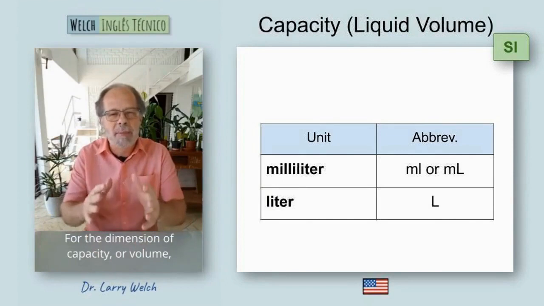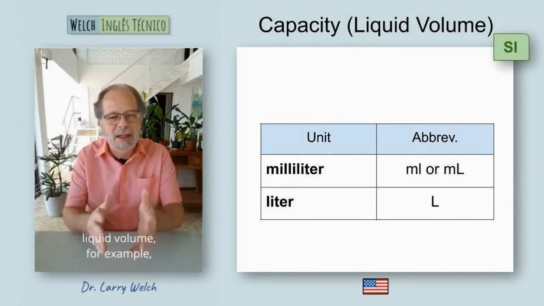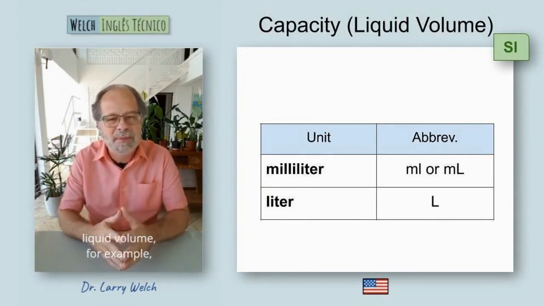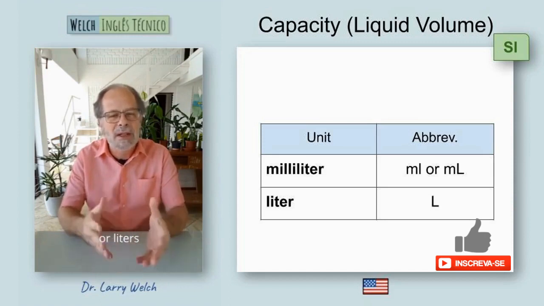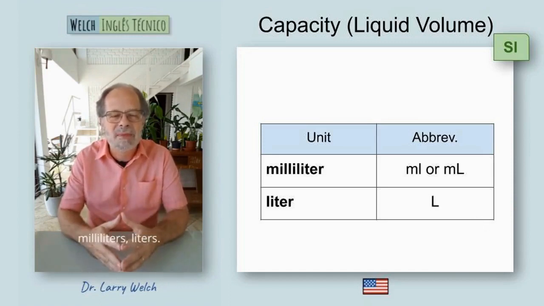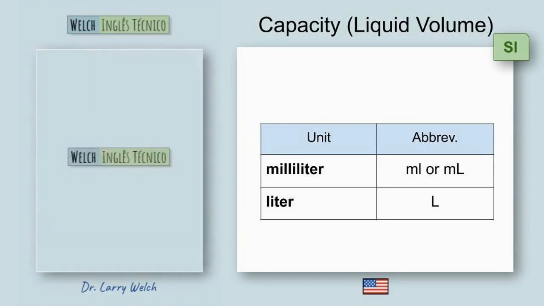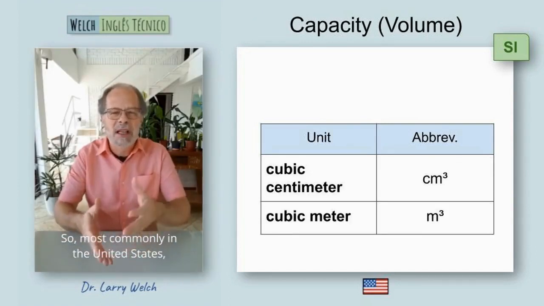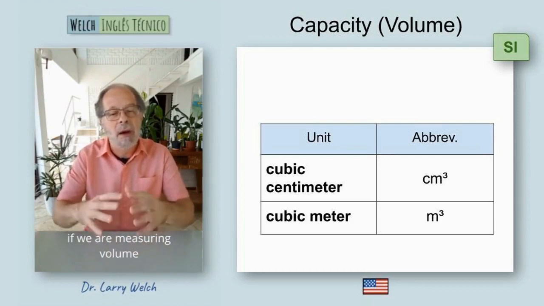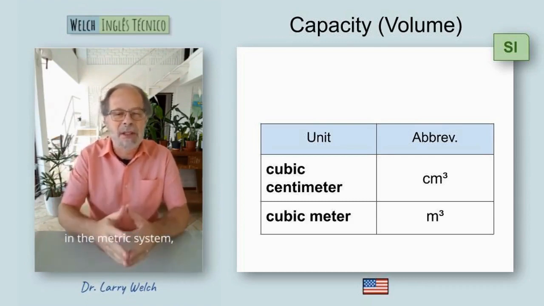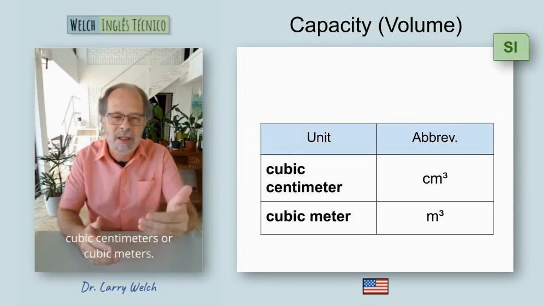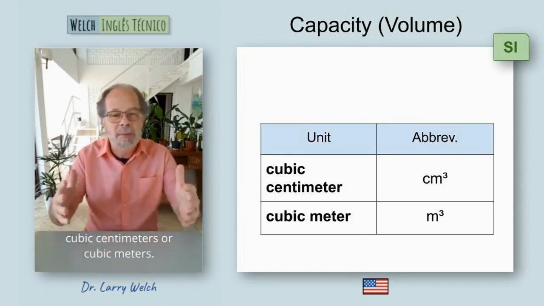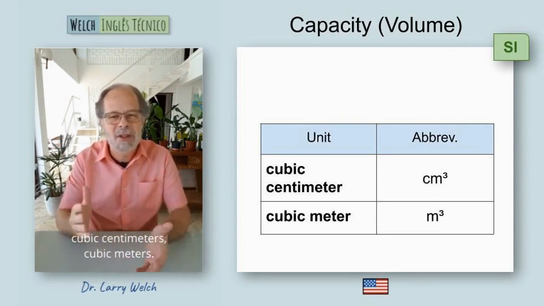For the dimension of capacity or volume, liquid volume, for example, we could measure it in milliliters or liters. So most commonly in the United States, if we are measuring volume in the metric system, we will express it as cubic centimeters or cubic meters.